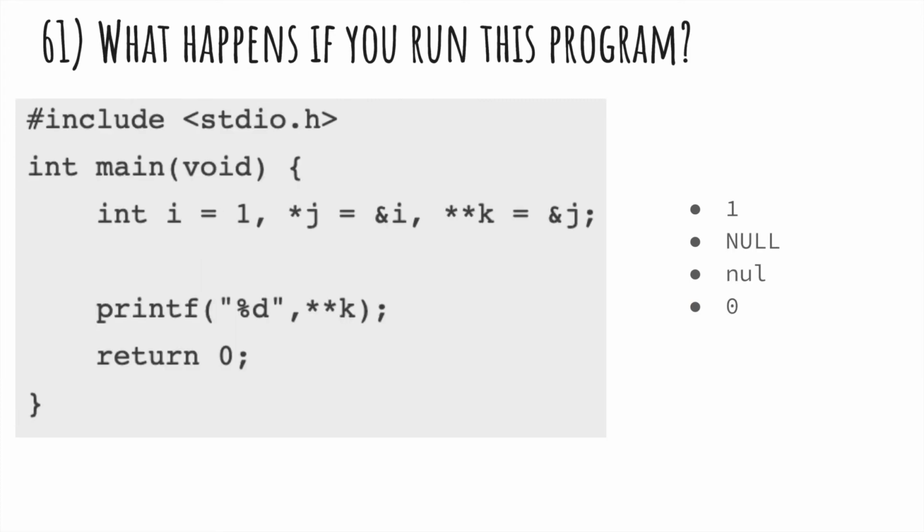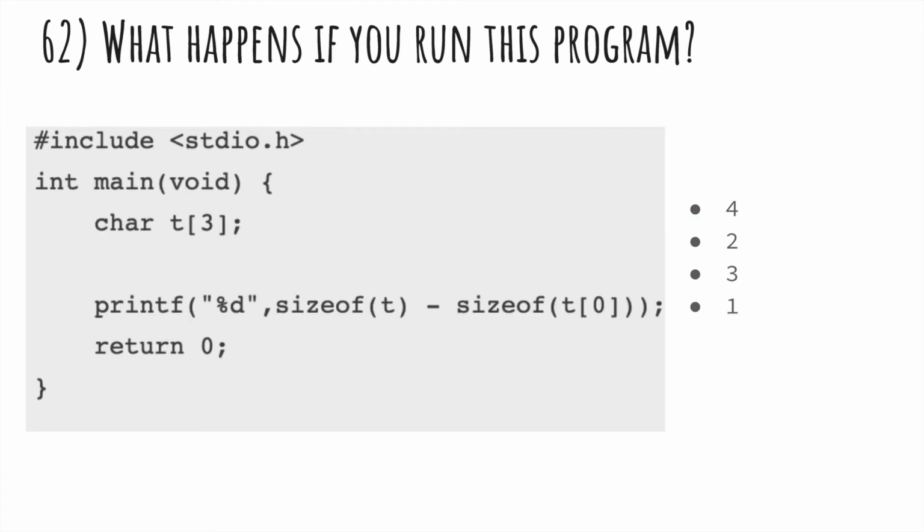Next question, i is equal to 1, and now we have a pointer here. The pointer j will have the value of i. k will store the value of j. So in a sense, k, i, and j are all storing the same value. And when we dereference it, we're going to get 1. What is the value of this program?